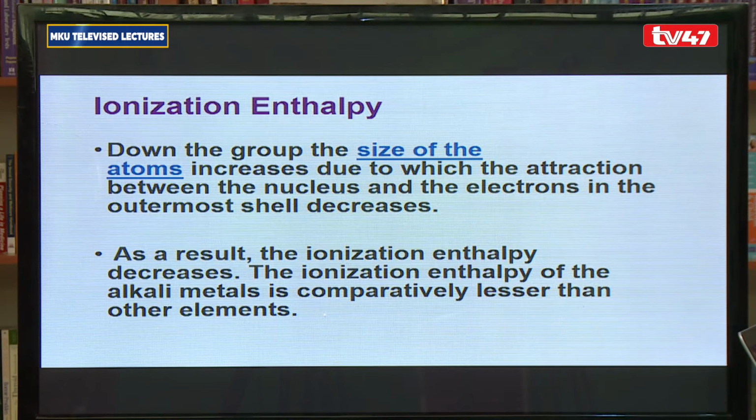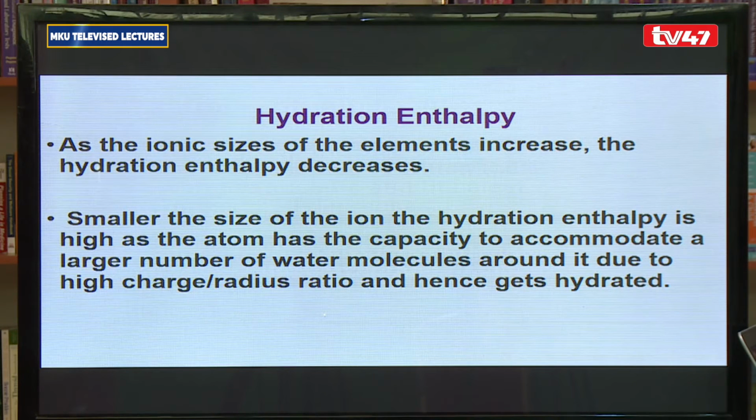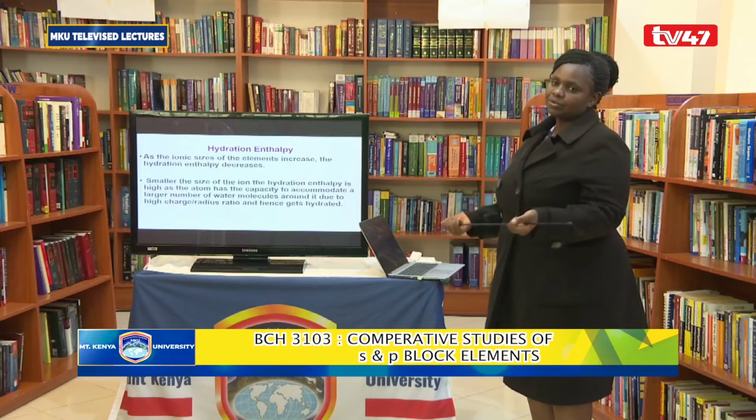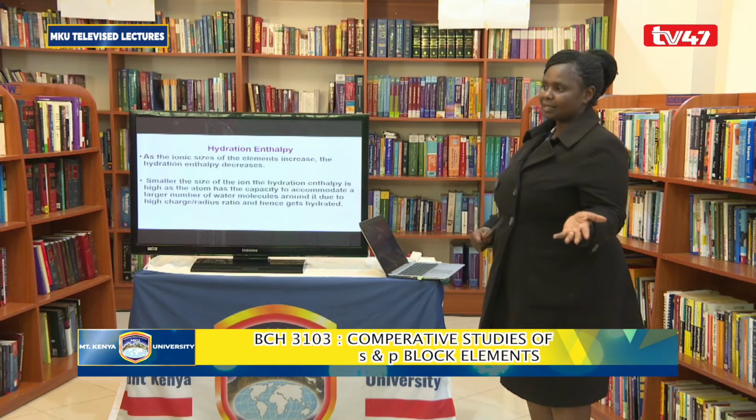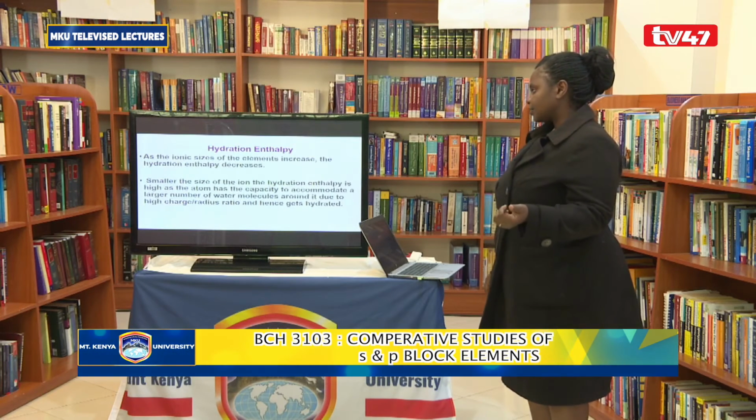So the alkali metals have the lowest ionization energies because they have the biggest atomic radii in the periodic table. So you'll find that if you compare the alkali metals and the alkaline earth metals, the alkaline earth metals have much smaller atomic radii, and because of their smaller atomic radii, the valence electrons are more closely attracted to the nucleus, and so the ionization energies of group 2 elements are slightly higher than the corresponding group 1 elements.